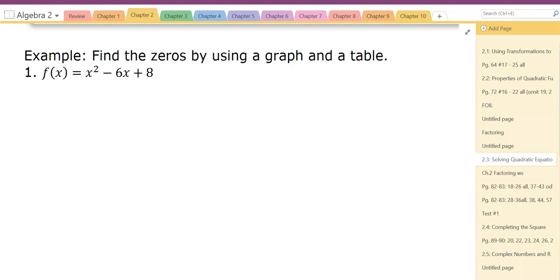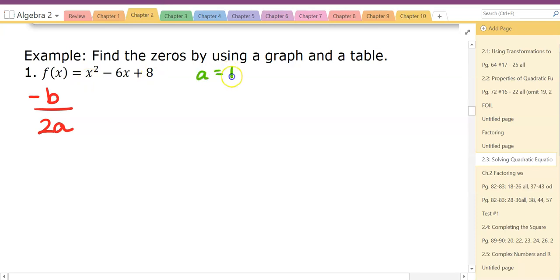You use that equation, negative b over 2a again. We've seen this before. Remember from your quadratic equation up here, a is always the number in front of the x squared, which this one has a 1, so a is equal to 1 for this equation. b is the term in front of x, which would be negative 6. And c is the number at the end, which would be 8.